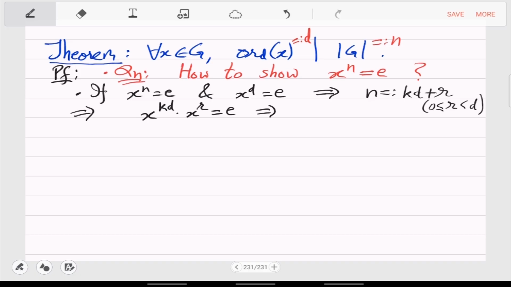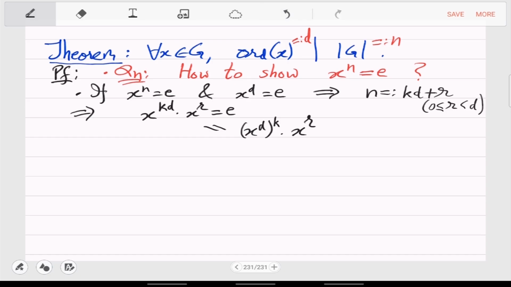Here you can actually do the following. You can actually write this as x to the dk. I mean this is actually equal to x to the d, outside k, times x to the r. Why is that?